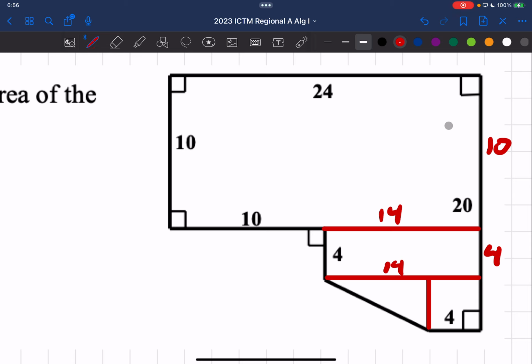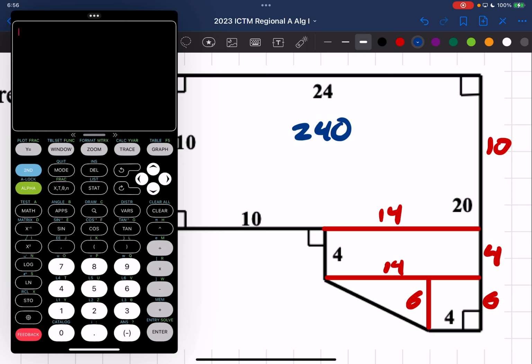Now, remember that this whole thing is 20, from here to here. So we've got 10, we've got 4 already accounted for, so that means this is 6. So this is 6. So now what we do is we find the area of each piece individually. So 24 times 10 is 240 here. 4 times 14, let's be sure of this. 4 times 14, I said 14, that's 56.